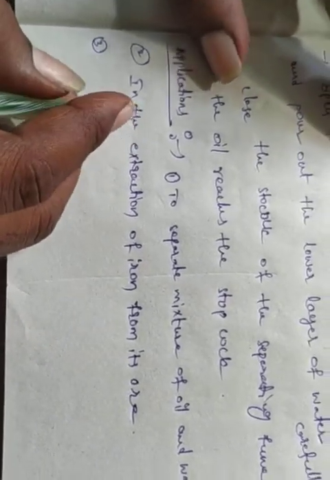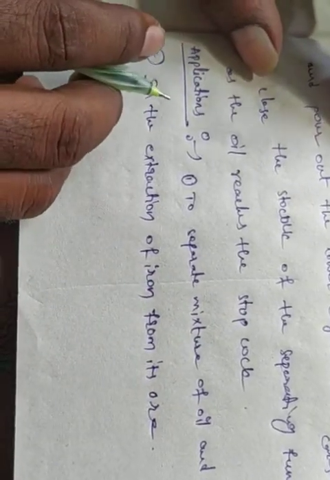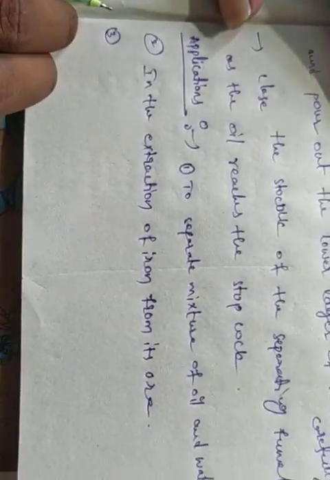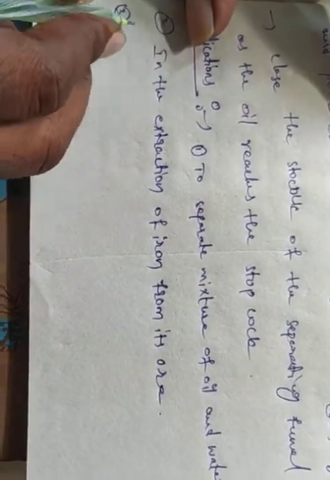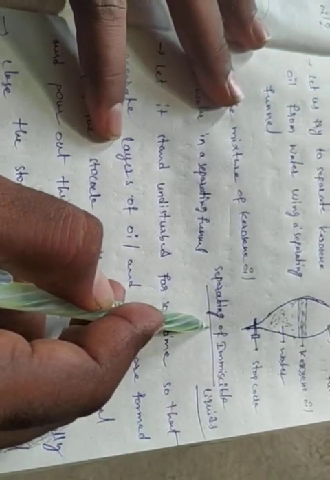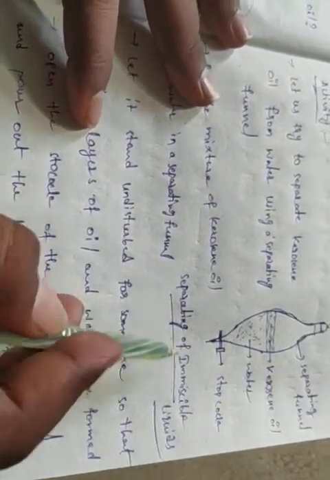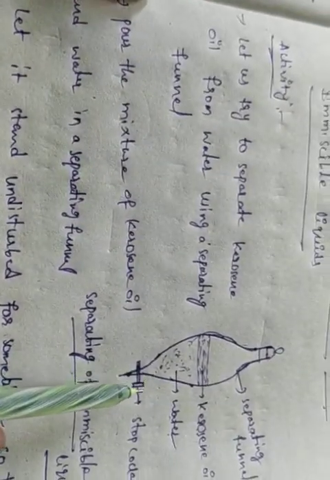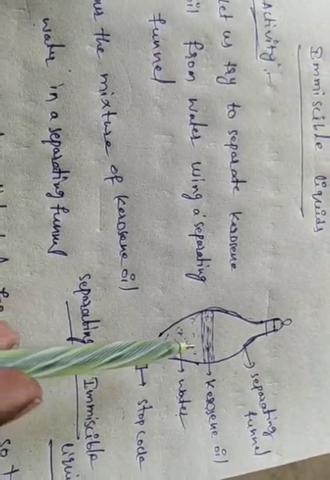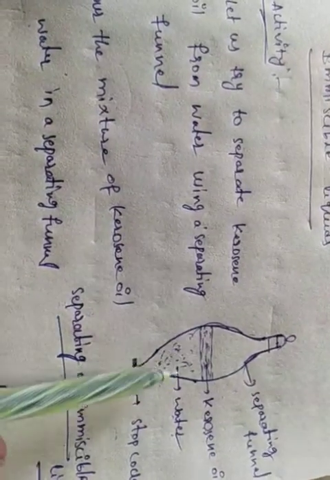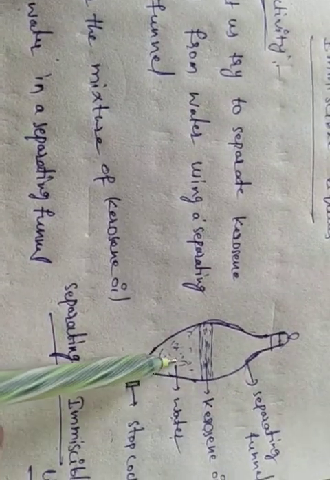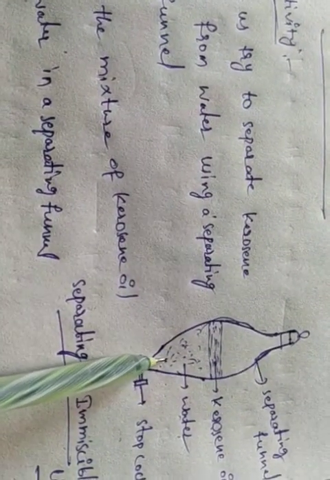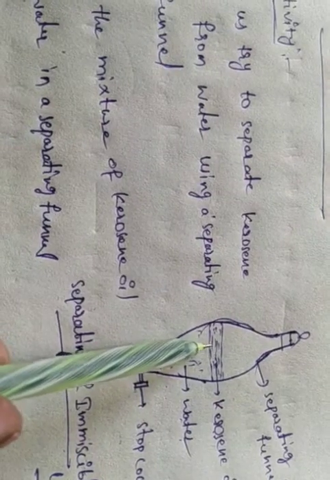And the next one: immiscible liquids separate out in layers depending on their density. How can immiscible liquids separate out in layers depending on their density? This method depends on the densities of the immiscible liquids. Here there is water and kerosene oil. Water's density is greater than kerosene's. That's why water is the lower layer and kerosene oil is the upper layer.